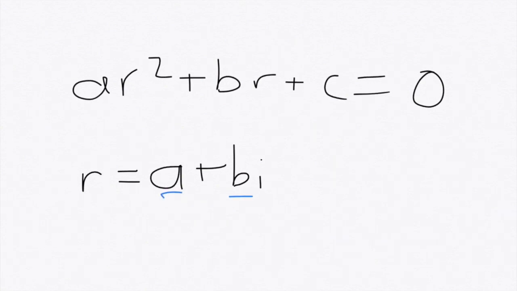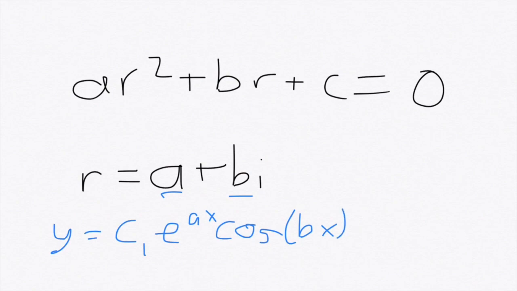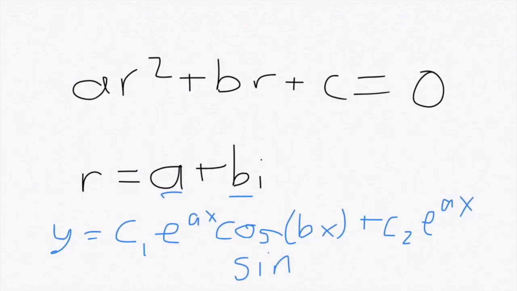All you need to know about this is that in our general equation, y equals c1 e to the ax cosine bx plus c2 e to the ax sine bx, that a and b correspond to the numbers a and b here, respectively.